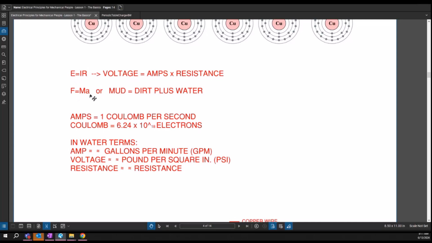Most mechanical people recognize force is equal to mass times acceleration, F = m × a. That's their base formula, just like this one's ours. And if you're a civil person, maybe the only one you recognize is where mud is equal to dirt plus water.